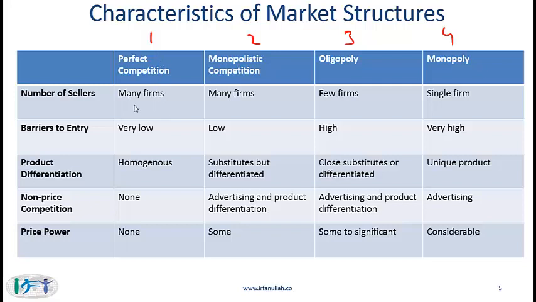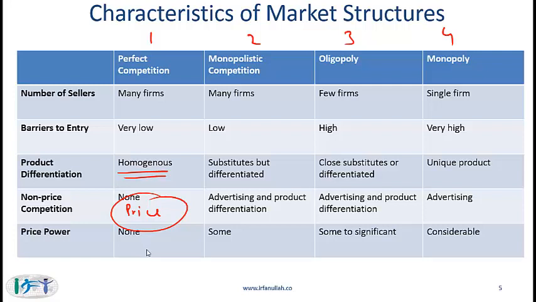Perfect competition, we have many firms, barriers to entry are low. In terms of product differentiation, the products are homogeneous. This means that in general we have similar products. Non-price competition, none. In other words, all the competition is based on price. Since the products are homogeneous, all that consumers are concerned about here is price. And as we'll see later, each individual company or firm does not have any pricing power. The price is defined by the market and then each firm simply takes that price.